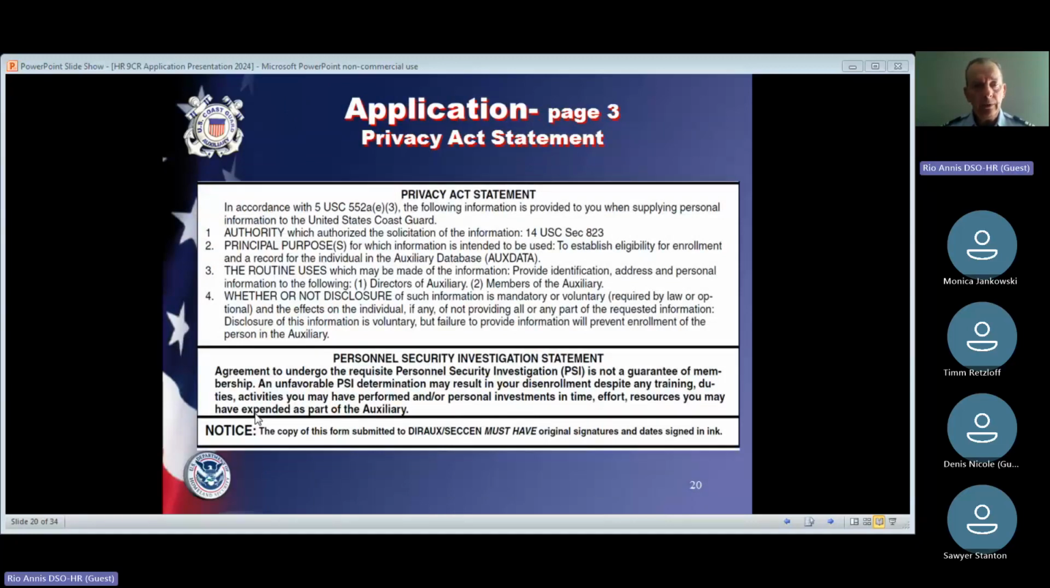This is a Privacy Act statement. Make sure that this is covered and read to them. And the box that you would check is on page 1 for this.